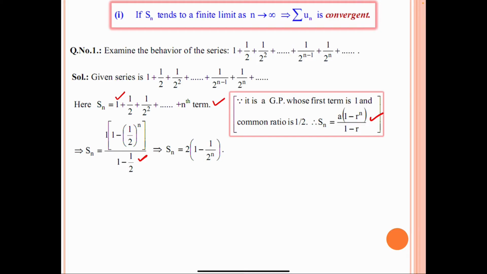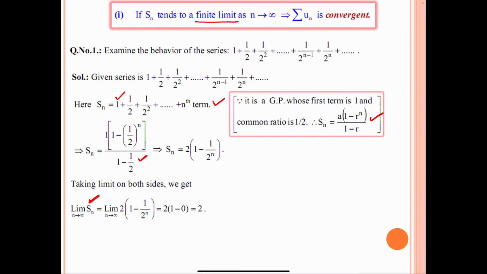And you know, if Sn tends to a finite limit as n tends to infinity, then we conclude that the given series is convergent. So taking limit on both sides, we get limit n tends to infinity Sn is equal to limit n tends to infinity 2 into 1 minus 1 over 2 raised to power n.